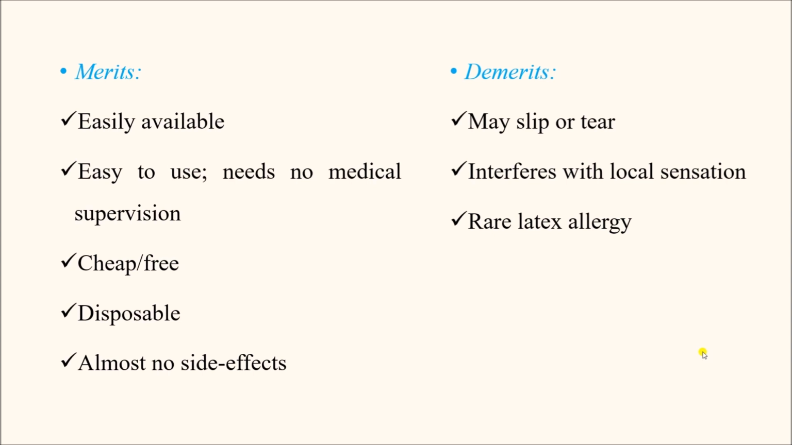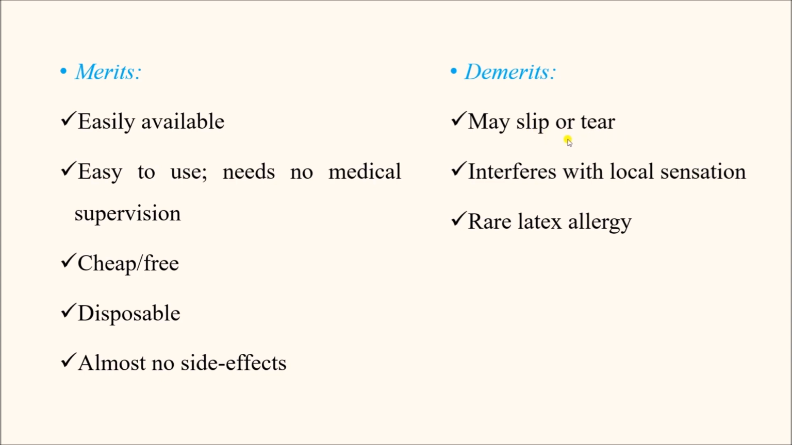Let us look at some of the merits and demerits of condoms. Merits are, this is easily available, you can find it in any medicine shop. It is also given free of cost from different government health institutes, medical colleges, hospitals, healthcare centers, etc. It is very easy to use and it needs no medical supervision. It is cheap and also free from the government setup, as I mentioned. This is disposable and has almost no side effects, except very rare latex allergy, which is one of the demerits, and it can sometimes slip or tear.